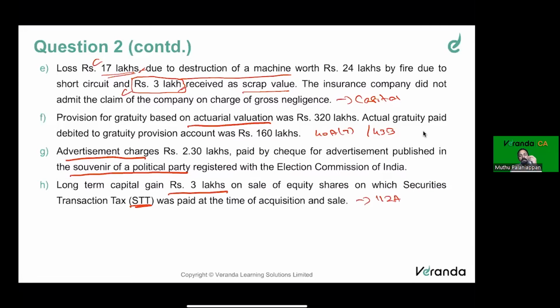But in 112A, it says you need to calculate tax on it, but leave the first 1 lakh. So whenever your long-term capital gain exceeds 1 lakh, only on that excess you treat it as income. The rest is not actually income. So basically in this 3 lakhs, only 2 lakhs is actually treated as your income. The first 1 lakh will be ignored, which means no tax needs to be calculated on it. It is 0% up to 1 lakh.